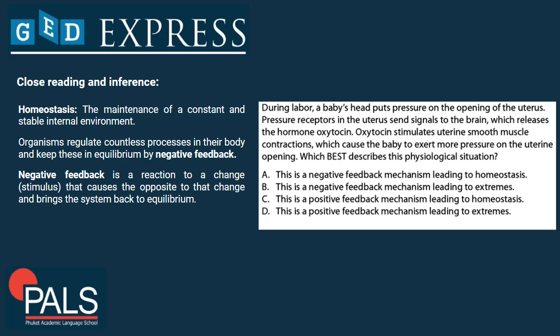So first of all, if you're not familiar with homeostasis and negative feedback, you can go to our episode 1 test question video if you haven't watched it yet. There we will go into more detail on homeostasis and negative feedback. So a quick revision: homeostasis is the maintenance of a constant and stable internal environment. Organisms regulate countless processes in their body and keep them in equilibrium, keep them constant, by negative feedback loops.